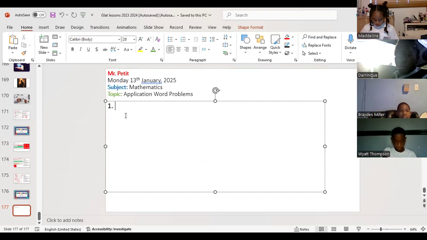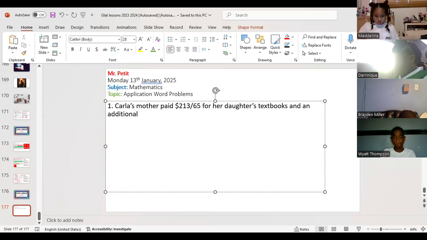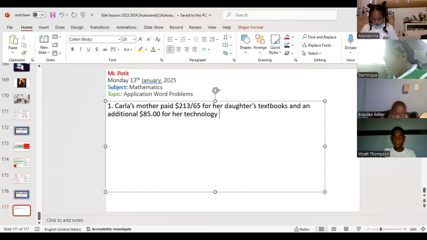All right, so it says, write this down for me, please. Carla's mother paid $213.65 for her daughter's textbook and an additional $85 for her technology fee.